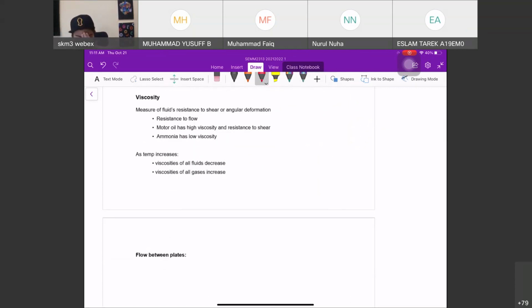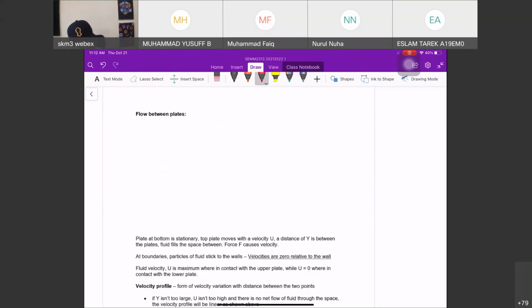And next we learn about viscosity. So what is viscosity? Viscosity is a measure of a fluid's resistance to shear or angular deformation. So resistance to flow is a property of viscosity. For example, motor oil has high viscosity and resistance to shear. Ammonia, on the other hand, has a low viscosity. The basic rule: as temperature increases, the viscosity of a liquid decreases. However, the viscosity of gases is the opposite: it increases with an increase in temperature.